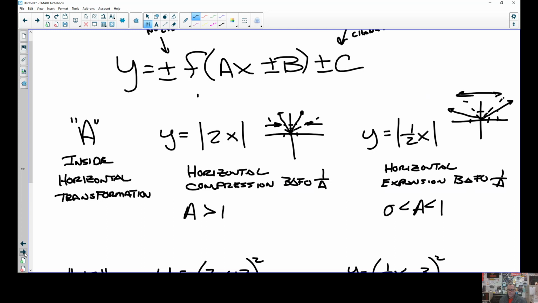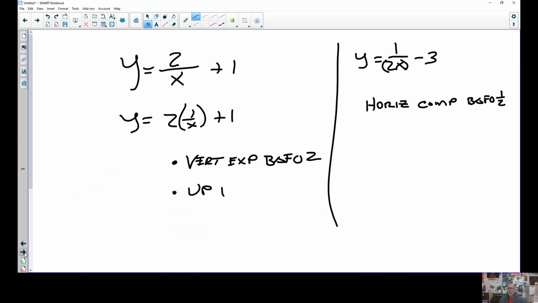This, in this case, was, let's go forward, horizontal compression by a factor of 1/2, right? And then it's going to be down 3, just because of the -3.